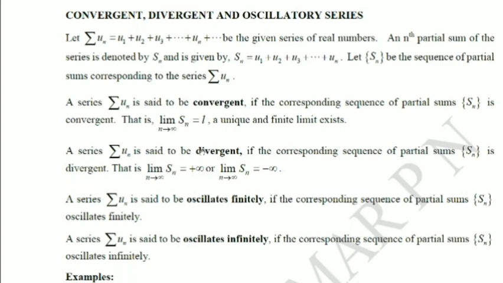So this is how you have to test the behavior of a series depending on the sequence of partial sums. If you want to test the behavior of a series, you have to test the behavior of the corresponding sequence of partial sums. So what is the sequence Sn? Yes, it is S1, S2, S3, etc., nth term Sn, etc. What is S1? Sum of the first term of this series, U1. So it is only one term, so U1.